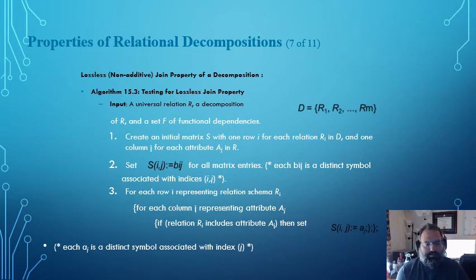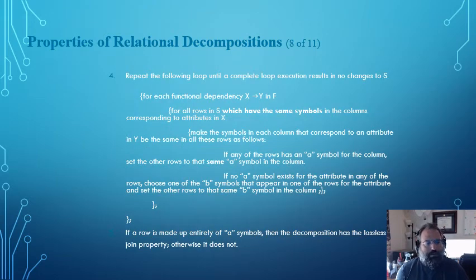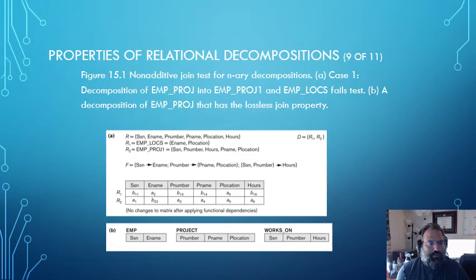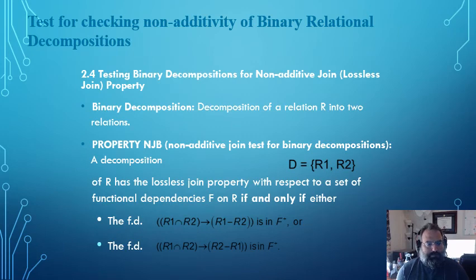Algorithm 15.3, test for the lossless join property. Repeat the following. This is a continuing on of that process. Figure 15.1 is the non-additive join test of n-ary decompositions. Testing binary decompositions for non-additive join, lossless join property, binary decomposition of a relation into two relations. Property NJB is the non-additive join test for binary decompositions, and so on.